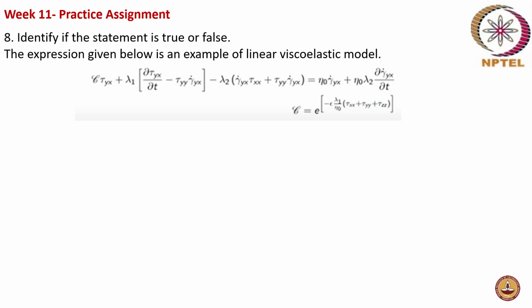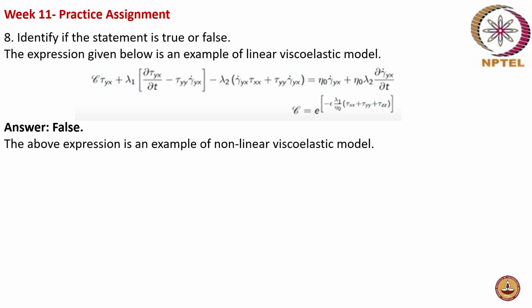Okay, where this constant is given by exponential of minus some epsilon into lambda 1 by eta naught multiplied by tau xx plus tau yy plus tau zz. That's nothing but the normal stress component of the deviatoric stress. Okay, so it is not a linear viscoelastic model. So the statement is false. The above expression is an example of non-linear viscoelastic model.